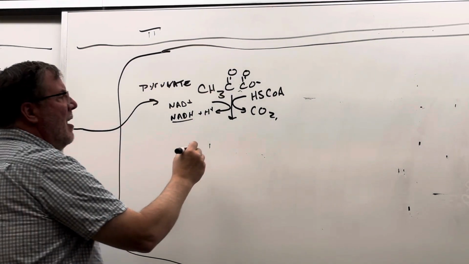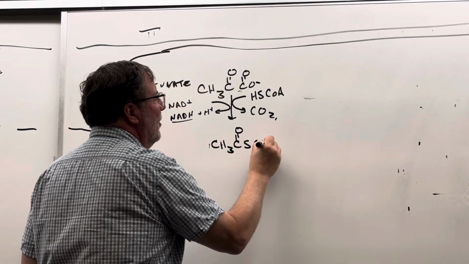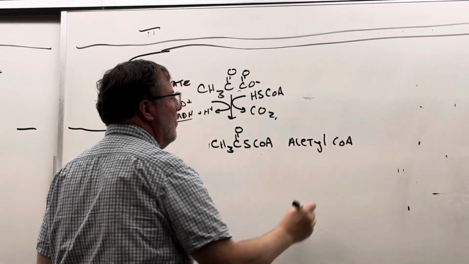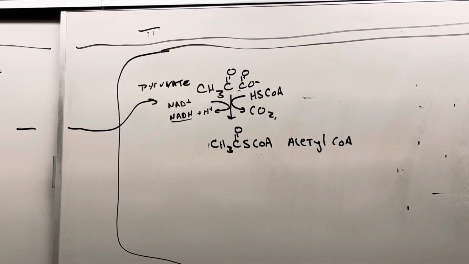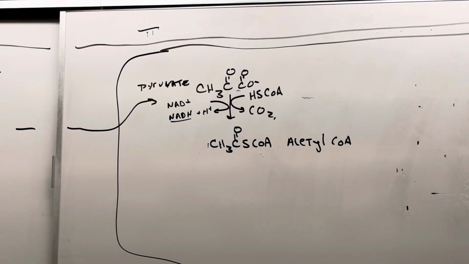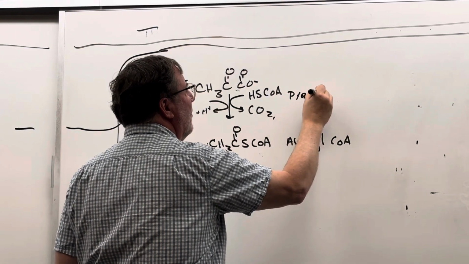The product here is acetyl-CoA, which I'll draw like this. This is acetyl-CoA. And this process right here is known as pyruvate dehydrogenase.